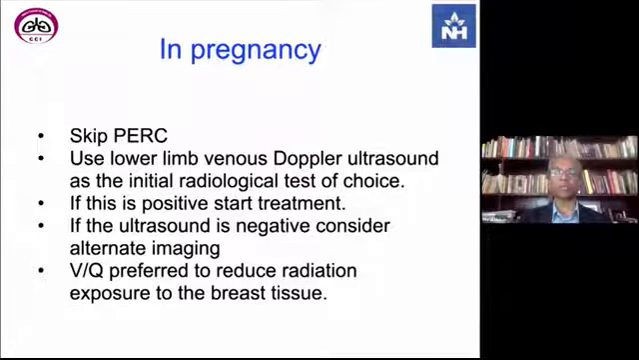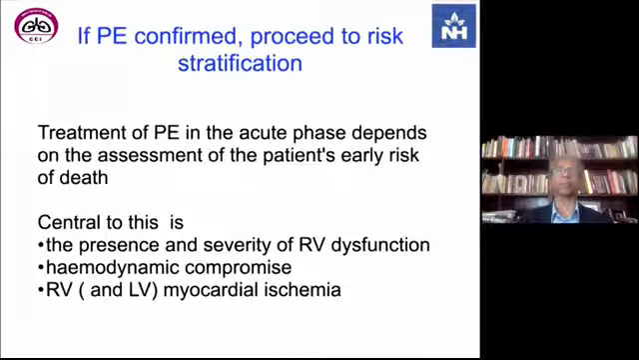So we prefer to do a VQ scan, which gives you something like 3 millisieverts, whereas a CTPA gives you anything between 10 and 20 millisieverts, increasing the risk manyfold. So if you've confirmed your pulmonary embolism by one of these imaging strategies, then you proceed to a risk stratification of these patients.